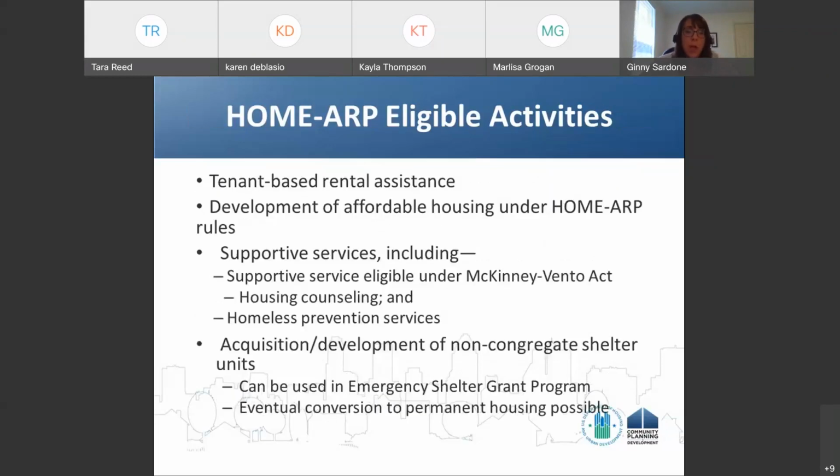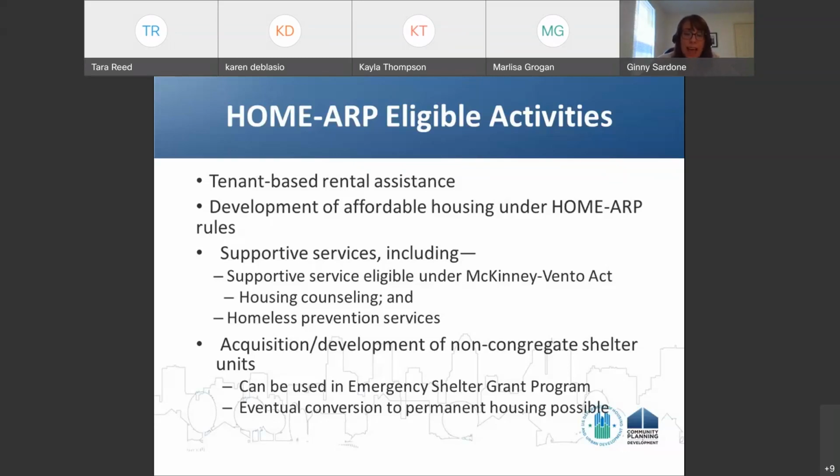Slide, please. There are 4 eligible activities in the HOME-ARP statute. 2 of them are activities that exist in the regular HOME program, and 2 of them are things that are entirely new to HOME. So first of all, tenant-based rental assistance, the development of affordable housing under what we're calling HOME-ARP rules that will be established in the notice, and supportive services. The statute basically says that supportive services include those under the McKinney-Vento Act, housing counseling. So think about the housing counseling requirements at 24 CFR Part 5, the defined term of housing counseling in the HUD regs, and then an undefined category, where once again HUD will exercise discretion, of homeless prevention services.